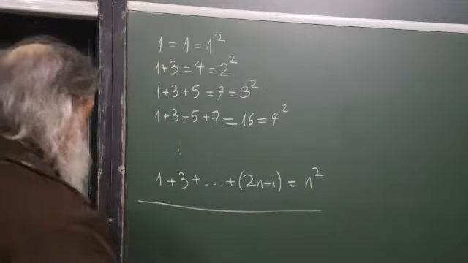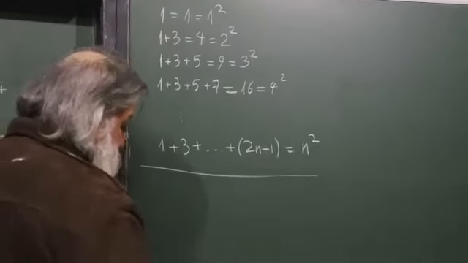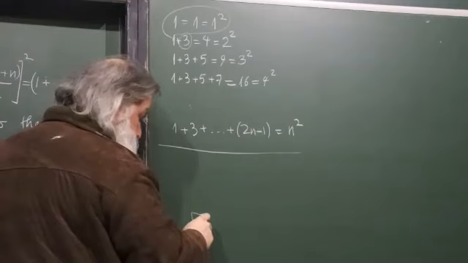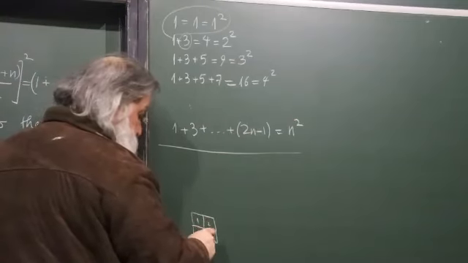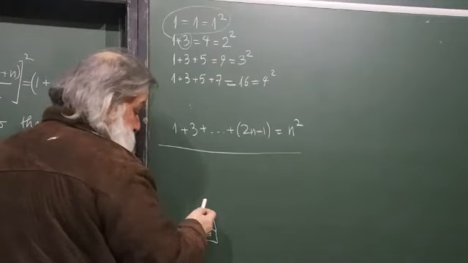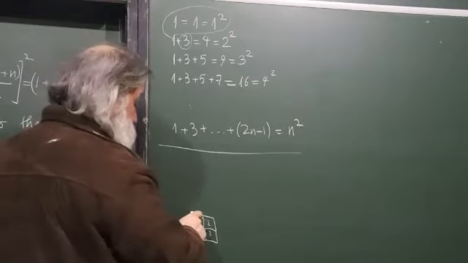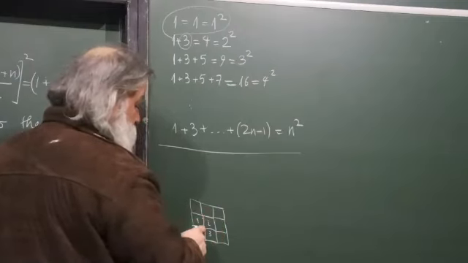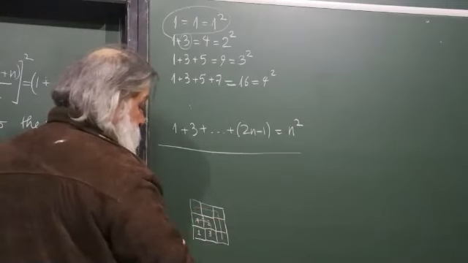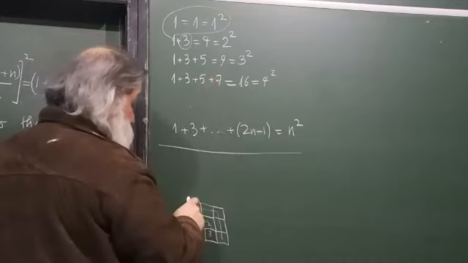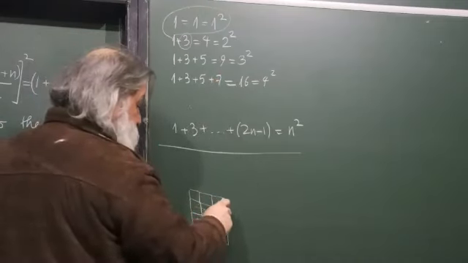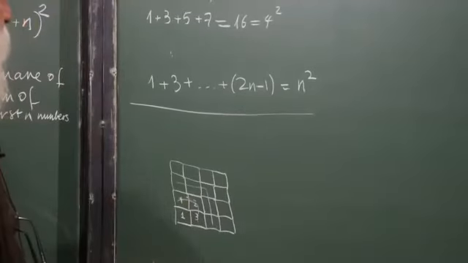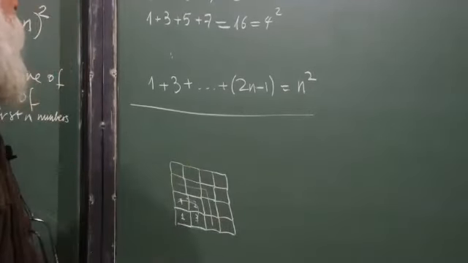Why is this true? Okay, so this is 1. Now I'm going to add 3 more squares: 1 here, 1 here, 1 here, 1, 2, 3. So 1 plus 3 is 2 squares, 2 times 2. Now I'm going to add 5 more: 1, 2, 3, 4, 5. 1 plus 3 plus 5 is equal to 3 squared. Now I'm going to add 7 more: 1, 2, 3, 4, 5, 6, and 1 more to close the gap, 7. So 1 plus 3 plus 5 plus 7 is equal to 16.